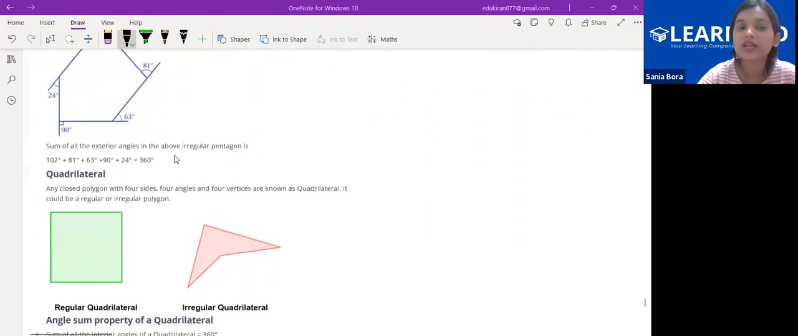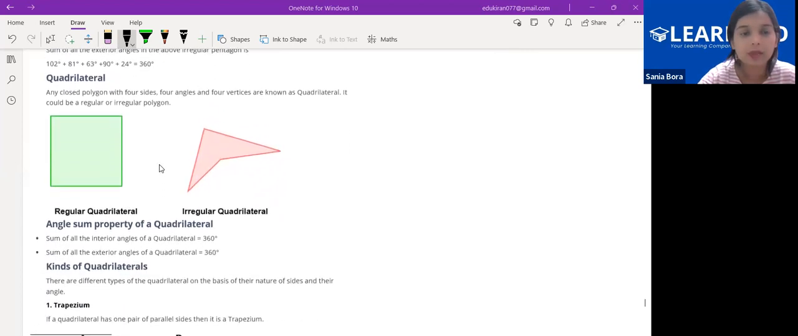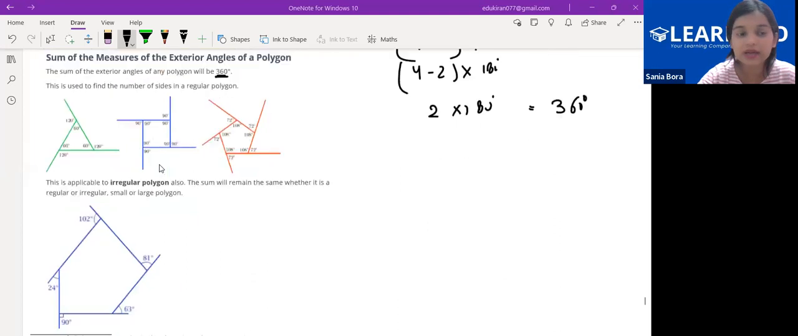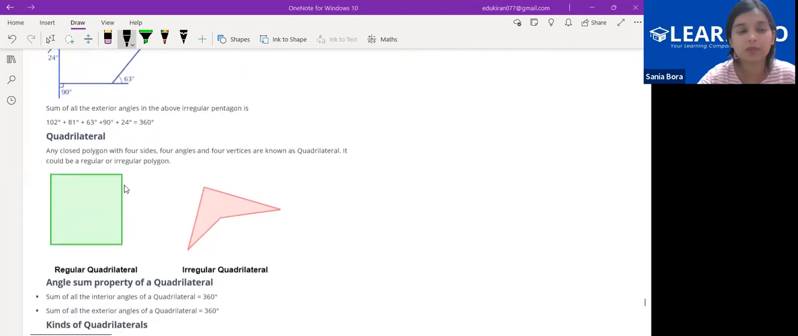Okay. So the sum of exterior angles of an irregular pentagon is also 360. You know that. So first, till here you will write. Then we will move to the next one. We'll start one by one. What is a quadrilateral, like that?